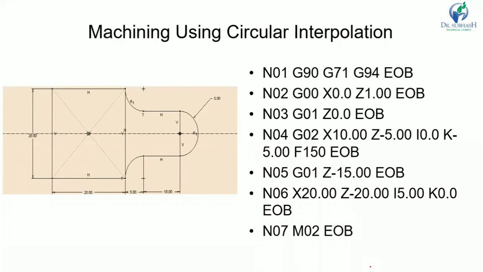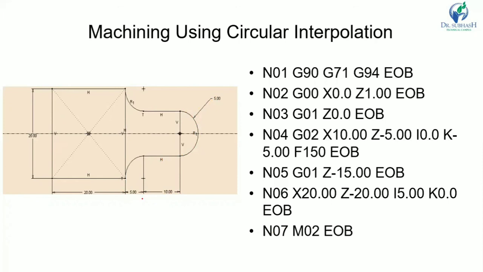To understand the use of the circular interpolation function, let us see one example here. Okay, so this diameter is 20 mm. Now here you can see the circular interpolation. The radius is 5 mm here, and this distance is 10 mm. This distance is 5 mm.